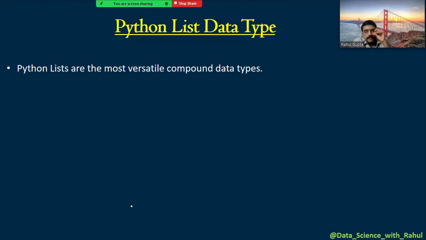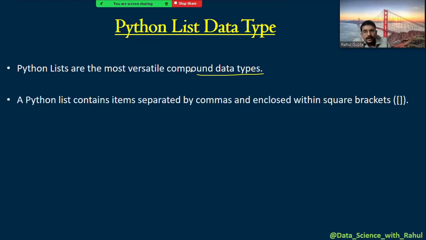In Python, a list is the most versatile compound data type. It's the most versatile, frequently used data type. It contains items separated by commas and we enclose them in square brackets. So it's a square bracket and you put anything in it: a, 1, 3, whatever you want.